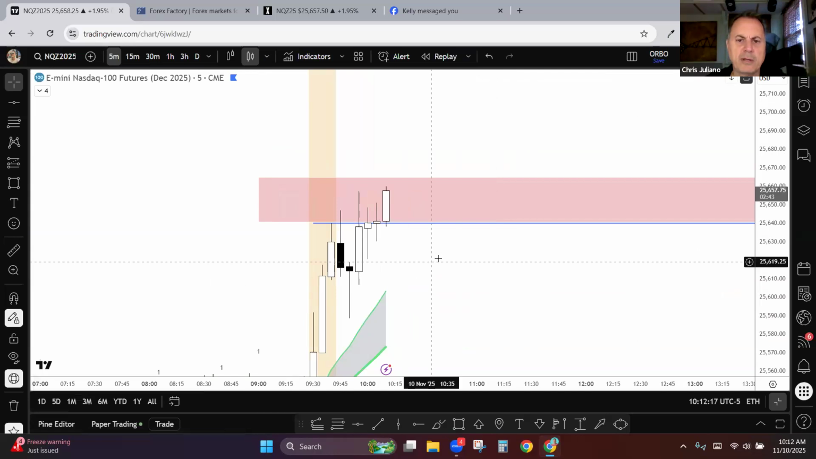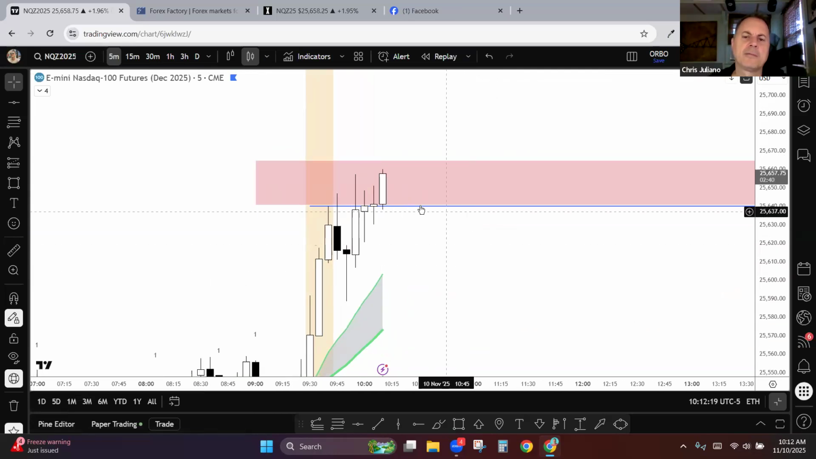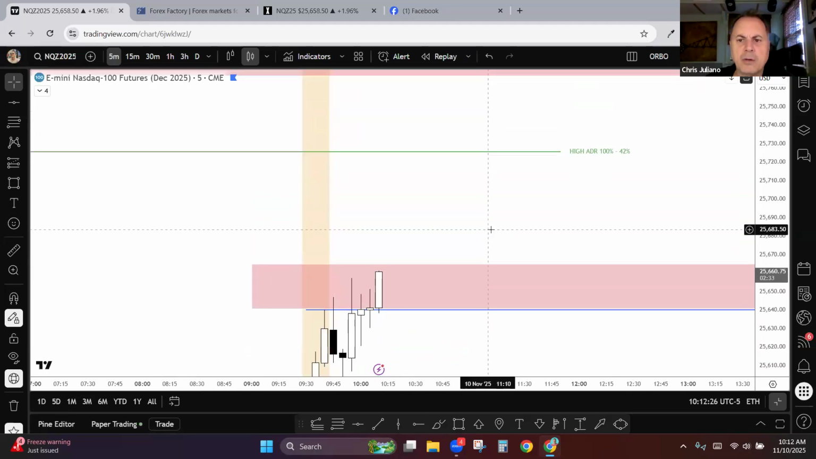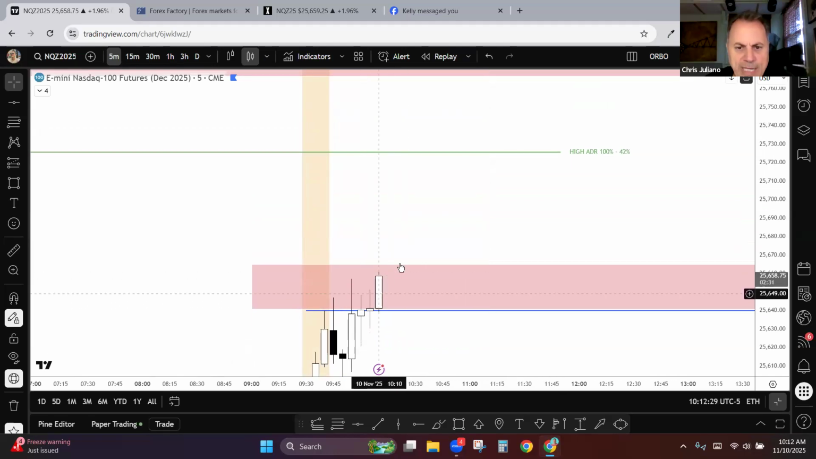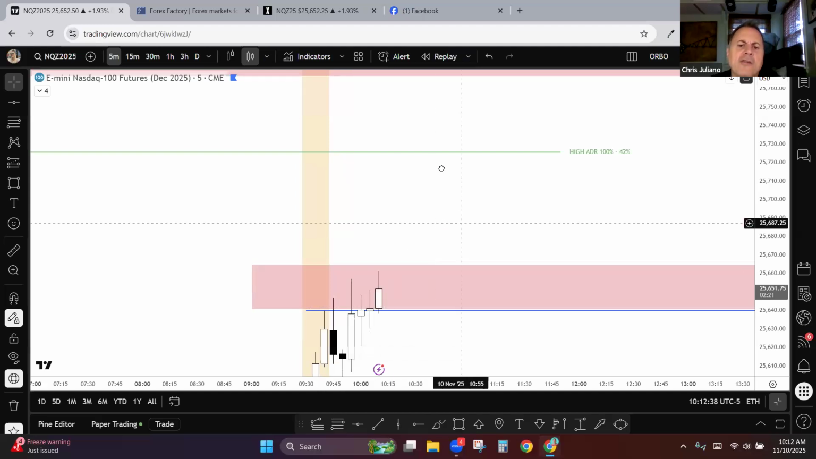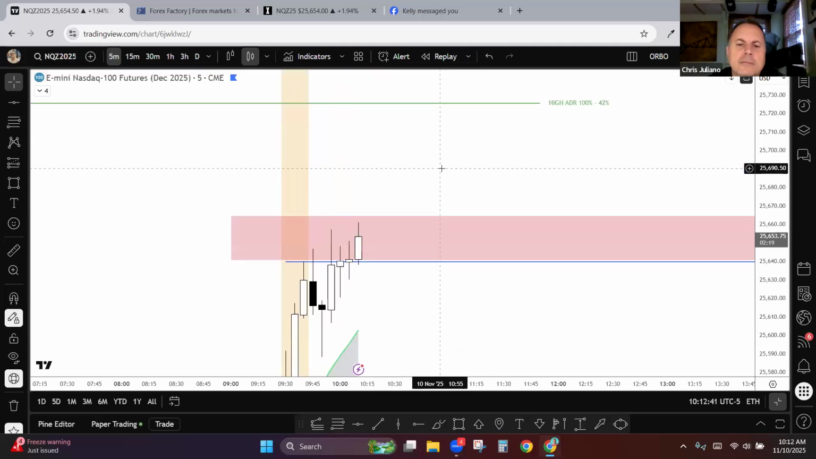Looks like it wants to break to the upside finally. There we go. Momentum and trend are winning out. This was kind of scary, right? This kind of swayed us. It definitely swayed me kind of late in the day, right?